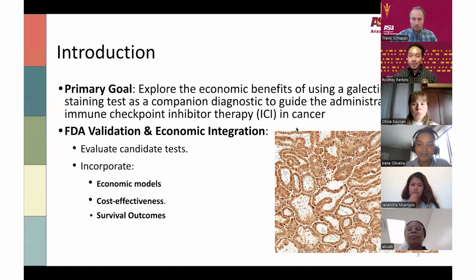So just as a quick breakdown, our primary goal for this presentation was to explore the economic benefits of using a GAL-3 staining test as a companion diagnostic to guide the administration of immune checkpoint inhibitor therapy in cancer. In order to do this, we feel the best way to provide support for potential FDA validation and economic integration is by evaluating the candidate tests that we have, incorporating new economic models, looking at the cost effectiveness of these GAL-3 staining tests, and looking at survival outcomes.